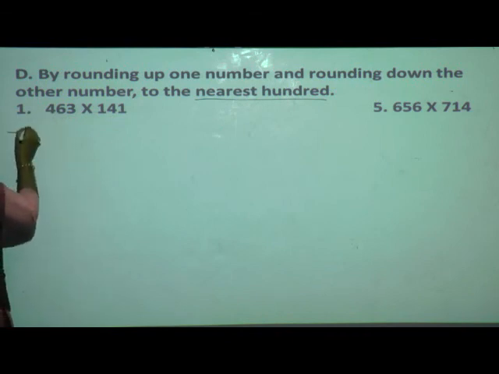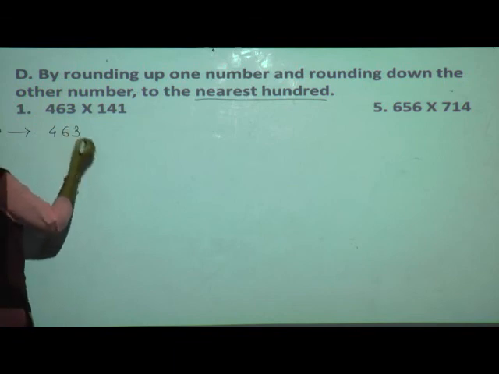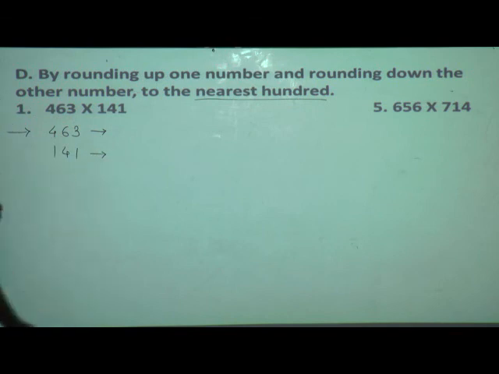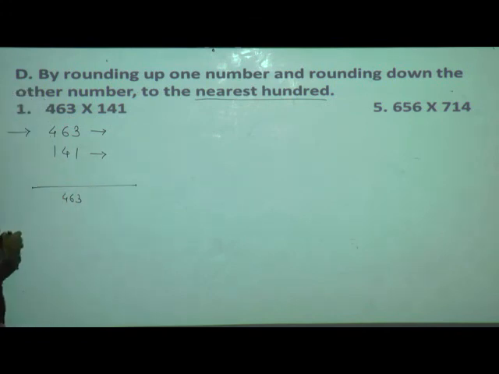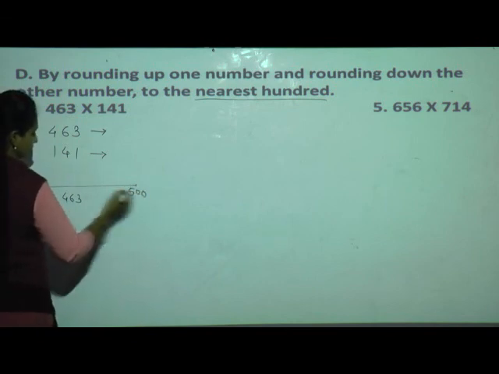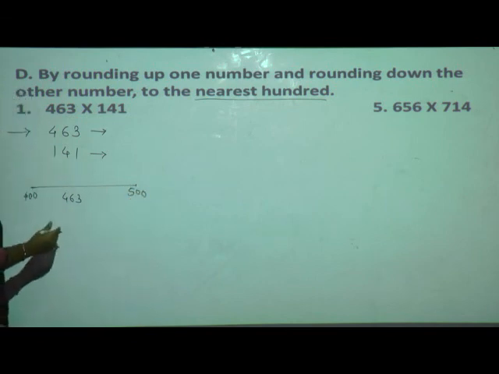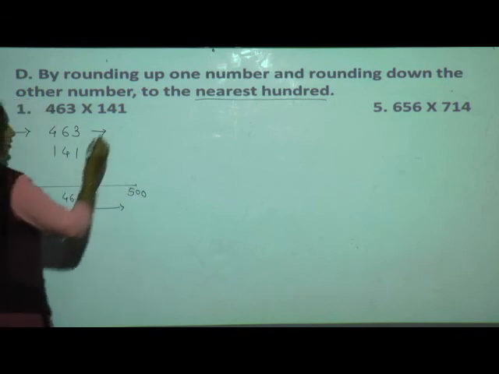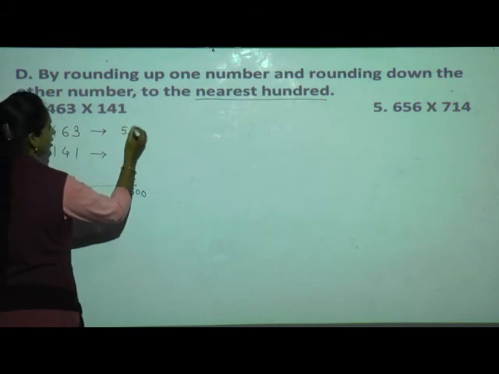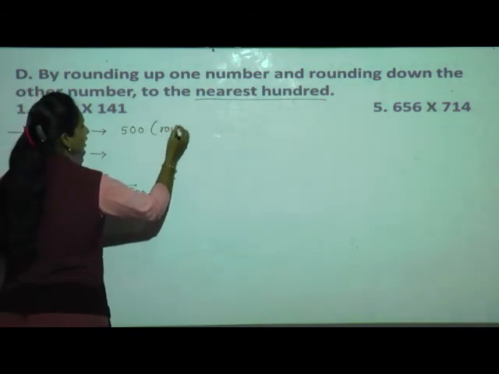Now first example. What is the first example? 463 and 141. Now what we have to do? We have to find the nearest 100. Now, multiples of 100. Where does 463 lie on the number line, in the nearest hundreds? It lies between 400 and 500. Isn't it? Now we have to take one number rounding up. So up means I'll go with the 500. So I'll write here 500 and rounding up.